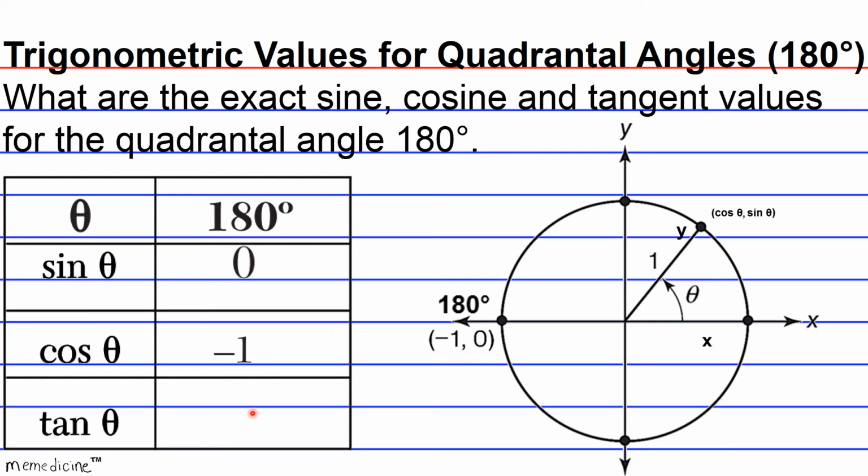Therefore, our tangent value is going to be the opposite side divided by the adjacent side, or sine of theta over cosine, which we have here. So 0 divided by -1 is simply going to be 0. It's a derived quotient trigonometric function, okay? All right, so that answers our question pretty much.